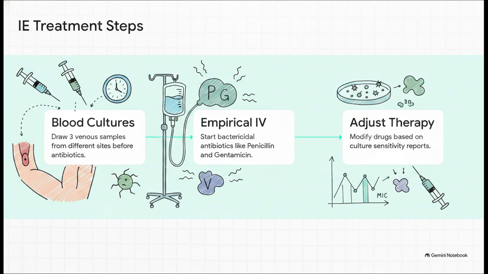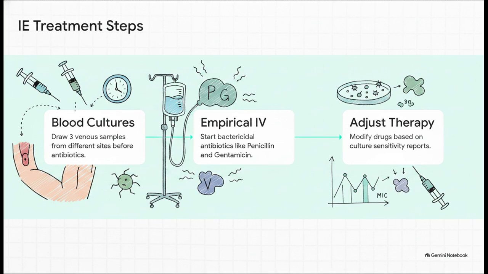Step 1 is absolutely non-negotiable. You must draw 3 venous blood cultures from different sites, spaced about 30 minutes apart. Why? Because you have to do this before you start antibiotics. If you don't, you might sterilize the blood, miss the smoking gun, and never identify the bug.